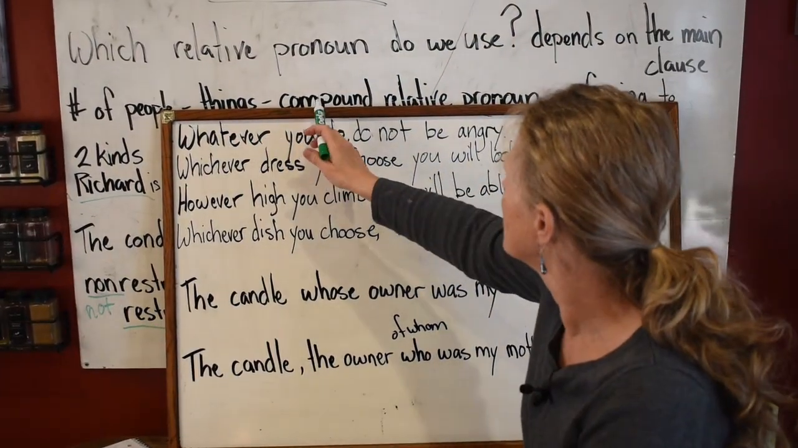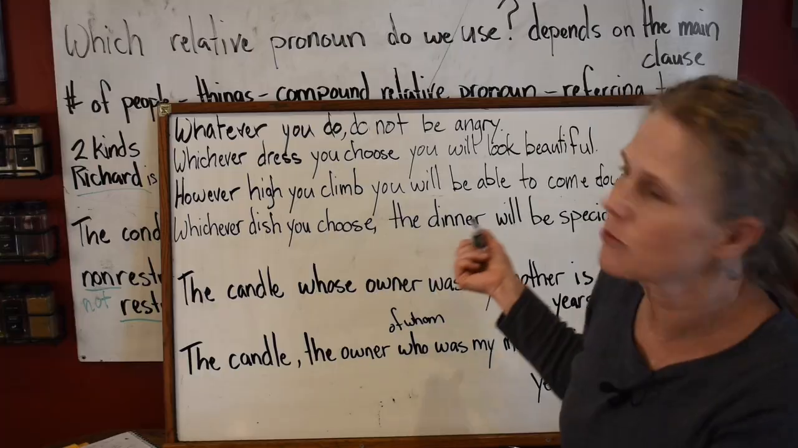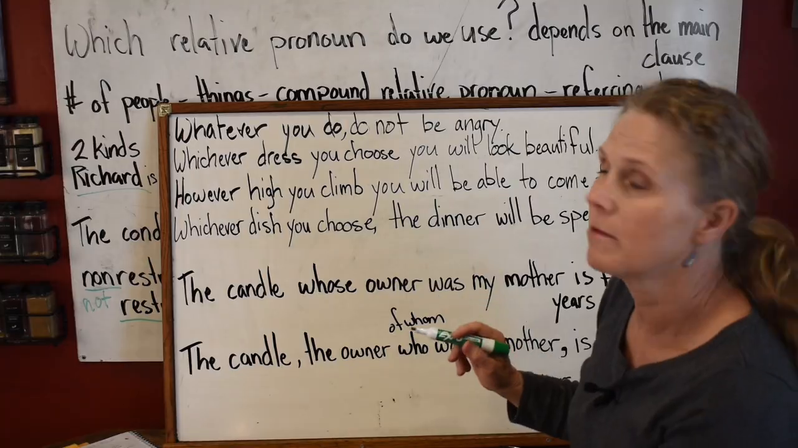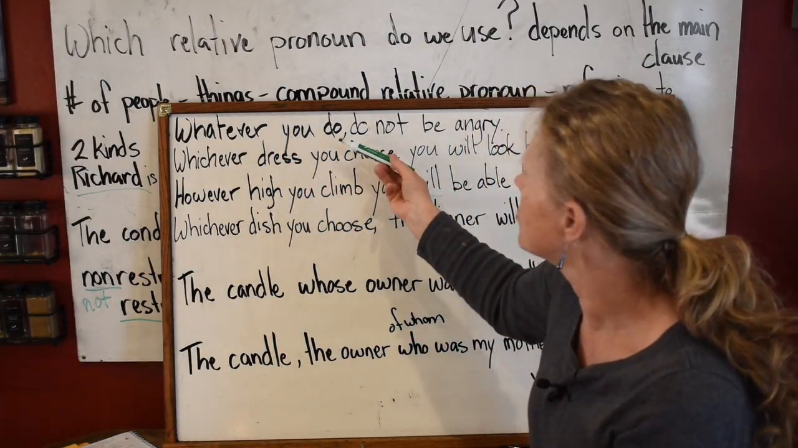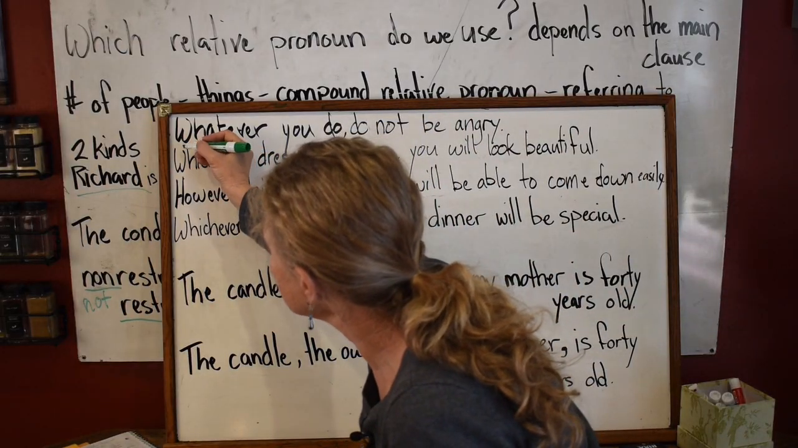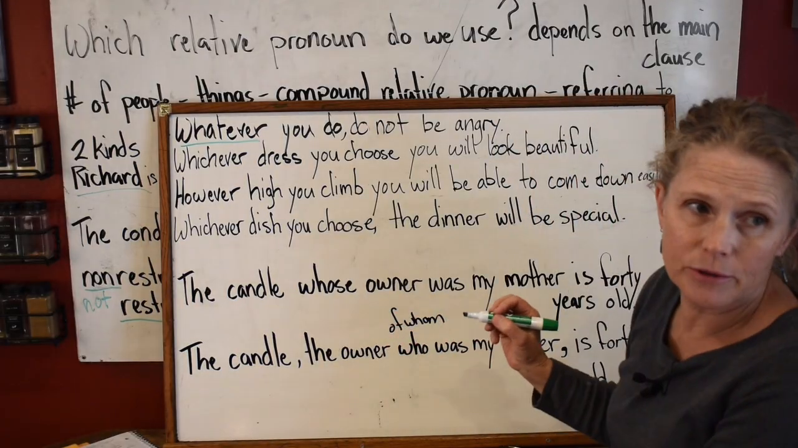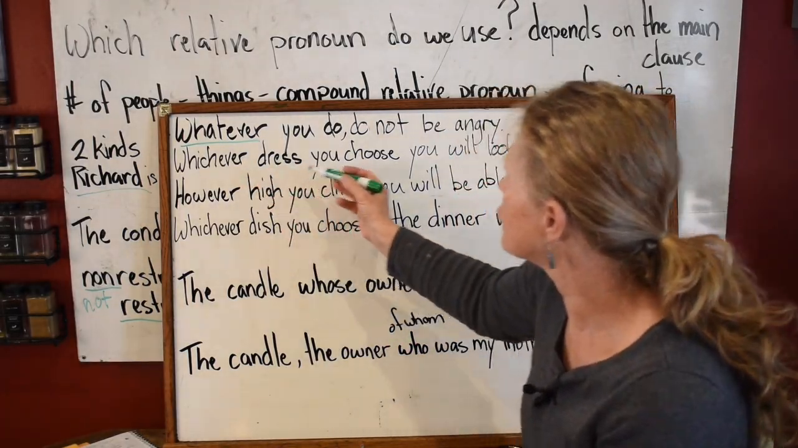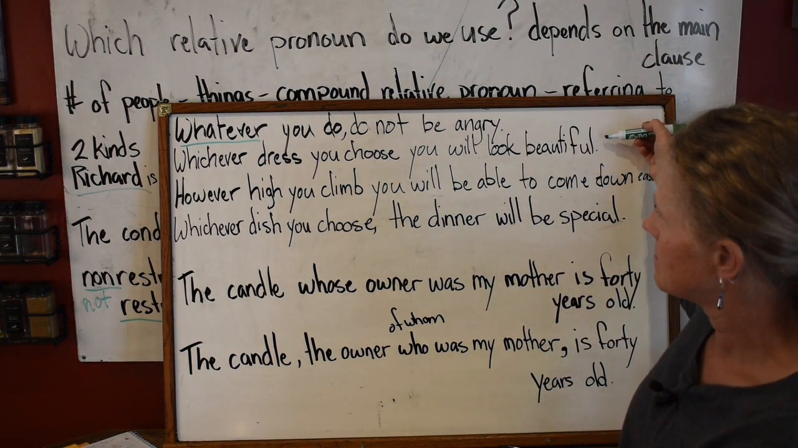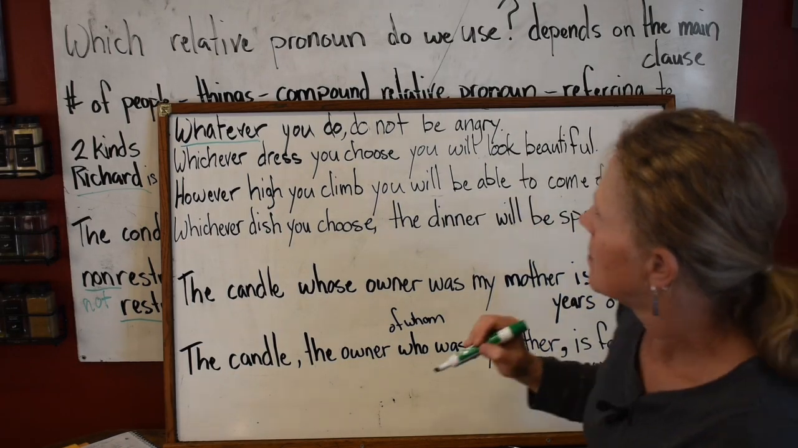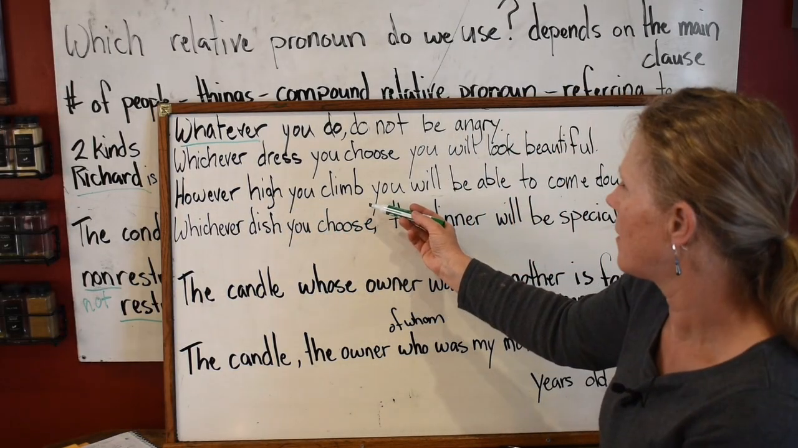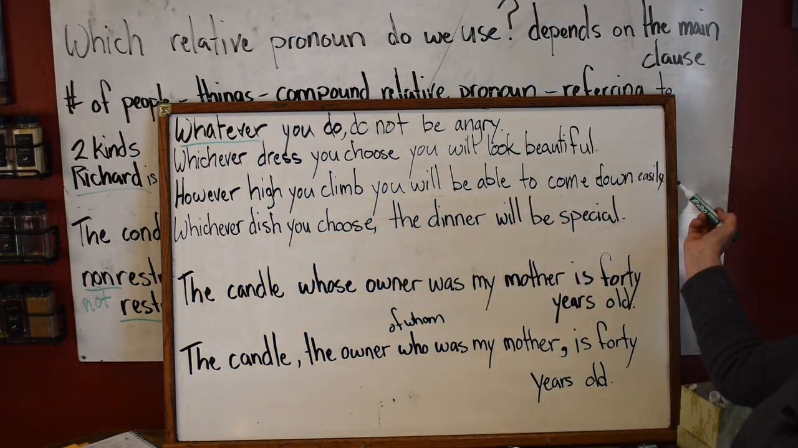Now let's talk about some more of this compound relative pronoun. We're going to have some sentences with that. Whatever you do, do not be angry. See how that is a pronoun, okay? Whichever dress you choose, you will look beautiful. All right? However high you climb, you will be able to come down easily.